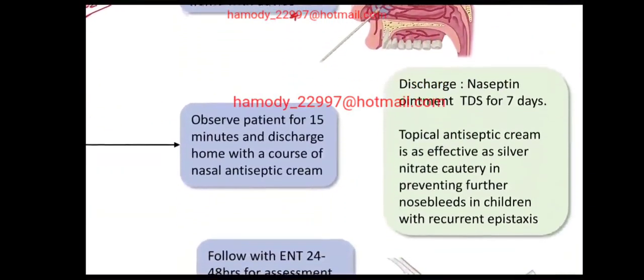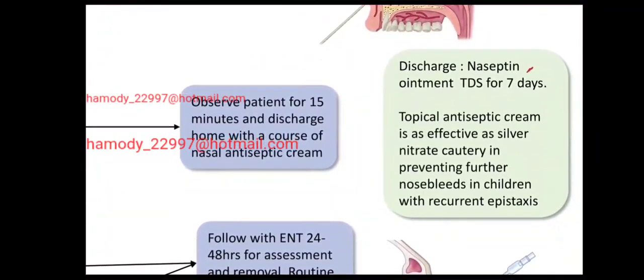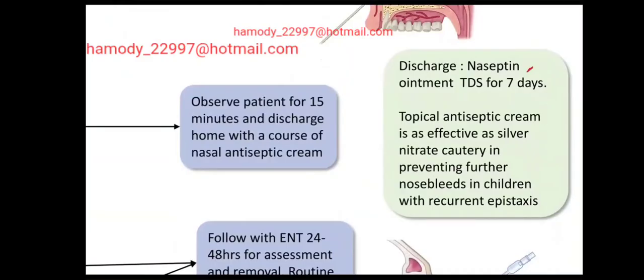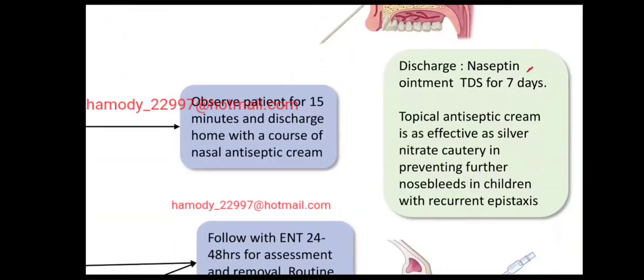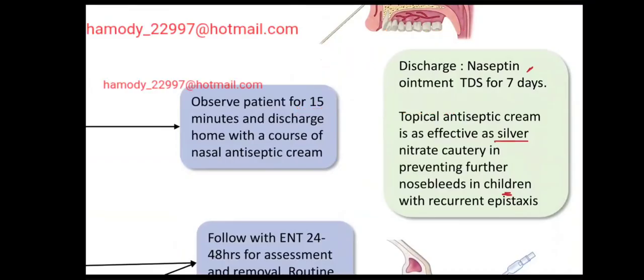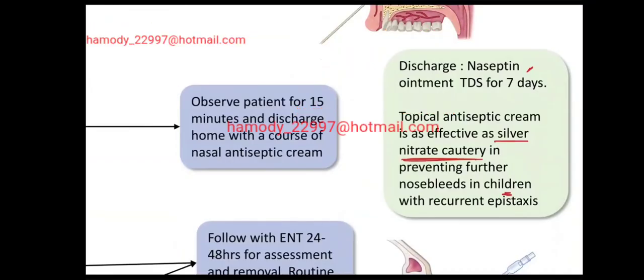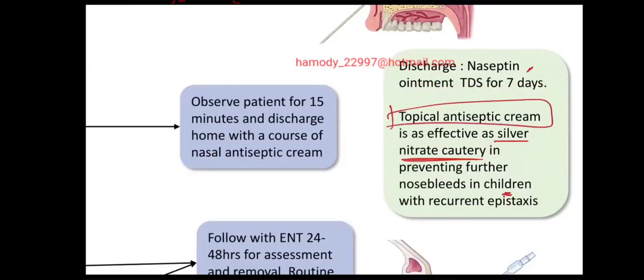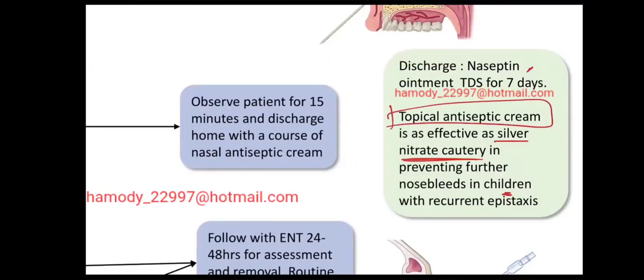The advice you will usually give is to prescribe an antiseptic cream like Naseptin. Why? This prevents the recurrence of bleeding, especially in children, and it is as effective as doing a chemical cauterization. That's why it is always recommended that you prescribe topical antiseptic creams, especially in the pediatric age group, before you discharge them.